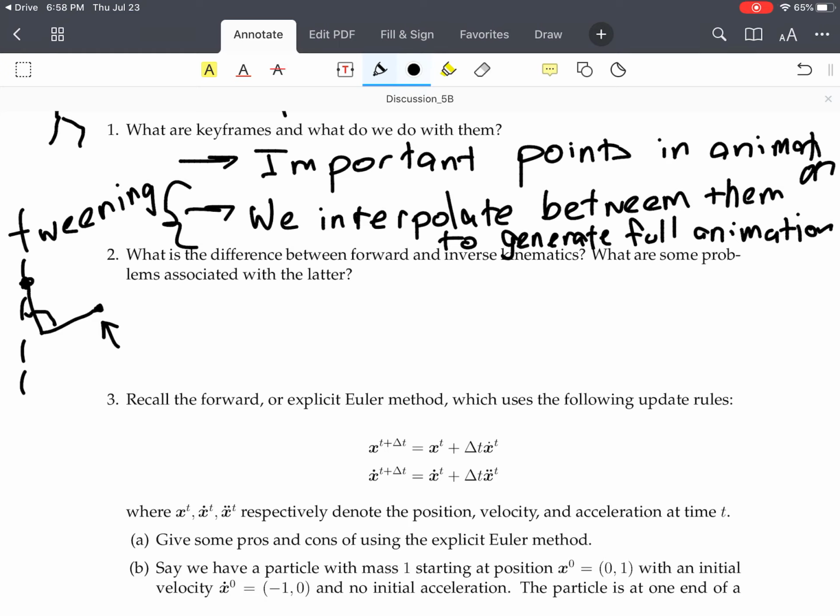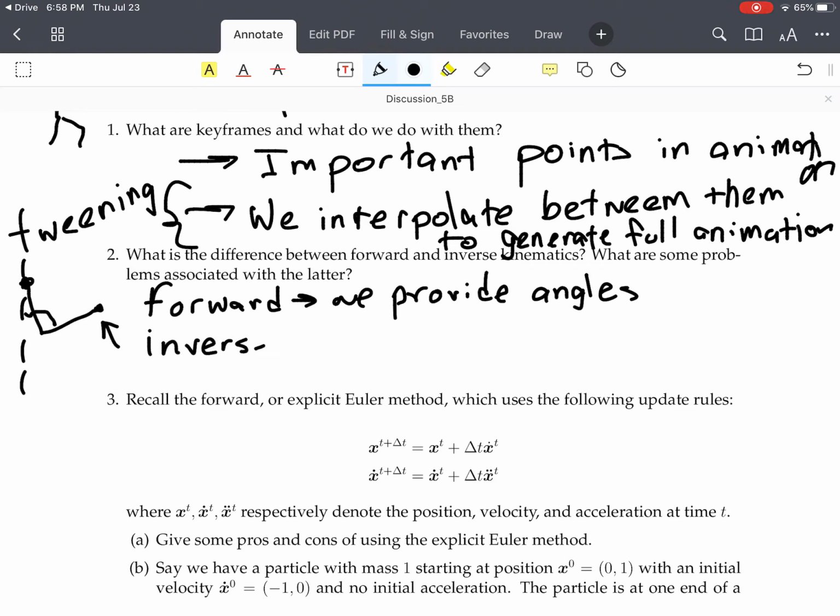Okay, so let's write this down. Forward: we provide angles, and inverse: we provide the final position.